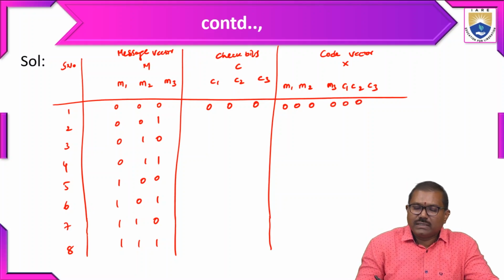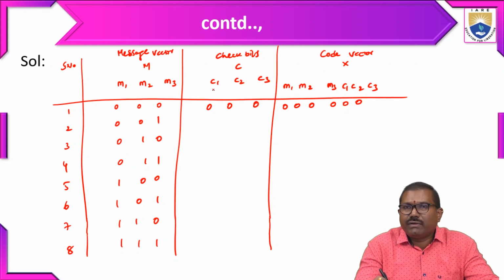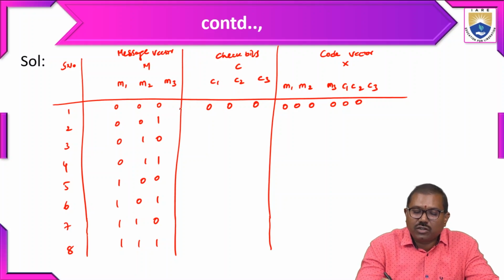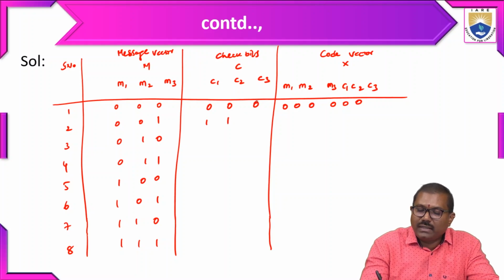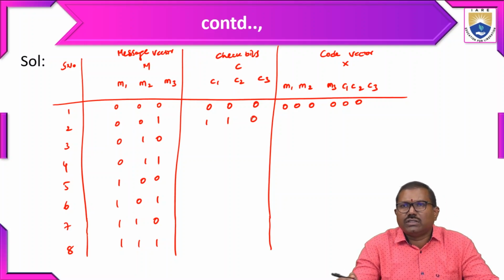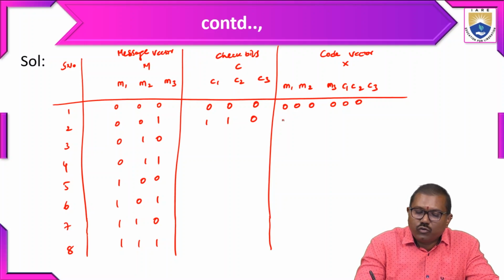Next is 0 0 1. Again for C1, it is M2 XOR M3, so it is 1. And C2 is M1 XOR M3, so this is also 1. And the last one, C3, is M1 XOR M2. M1 and M2 are zeros, so 0 XOR 0 is 0. So what we generated is the code: M1, M2, M3.